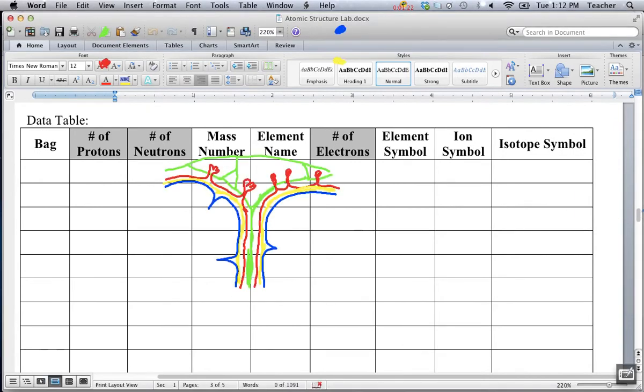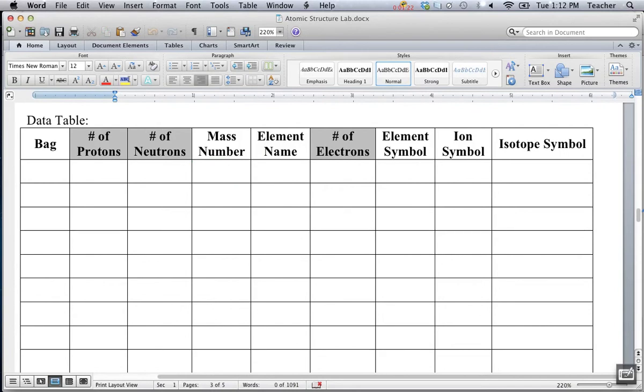All right, we're going to do an example together. The bag that I have, we're just going to title it example. In this example bag, if I count all of the blue beads, I have 16 protons. If I count all the black beads, I have 18 neutrons. Protons and neutrons combine to generate mass, so my mass number, 16 plus 18, gives me 34. I then use my periodic table and look at the number of protons to determine what element I have. In this case, the element name is sulfur.